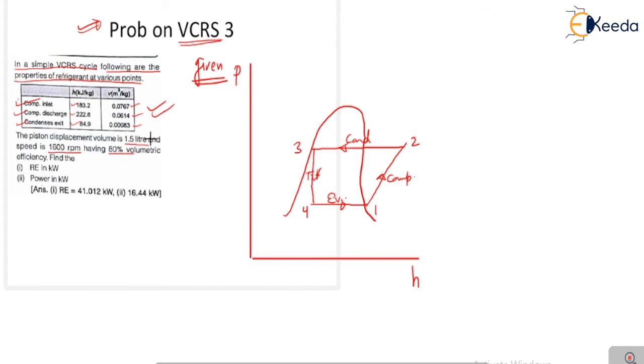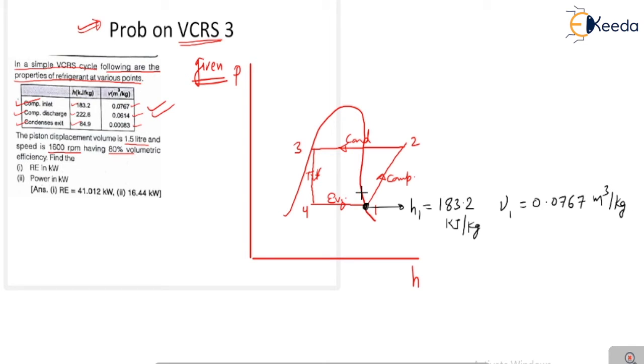Now show all the given data over these points. Okay my dear friends, this is your compressor inlet. Compressor inlet enthalpy is 183.2 kilojoule per kg. Right? And specific volume of this compressor inlet is nothing but 0.0767 meter cube per kg.